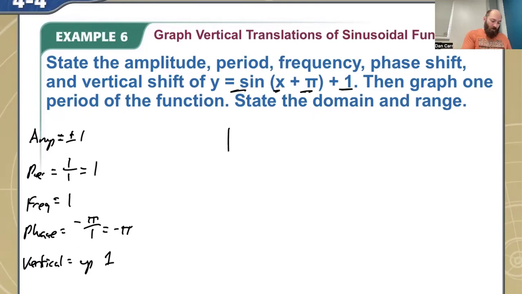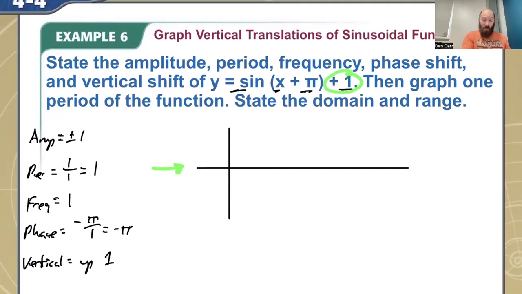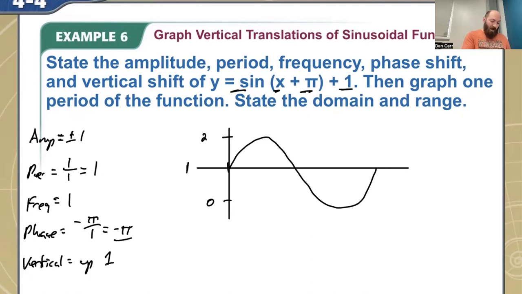Okay, so just like I did before, I'm going to go ahead and graph these out. Now, some people like to have with that plus 1, they still want to make this a 0 here. Personally, I like to make it a 1. Still gets the same point across. So 1 is the midline. With the amplitude being plus or minus 1, that means I'm going to go up to 2, down to 0. It is a sine function, so I'm going to do my normal sine curve here. And then my phase shift is negative pi, so negative pi is going to move to the left.